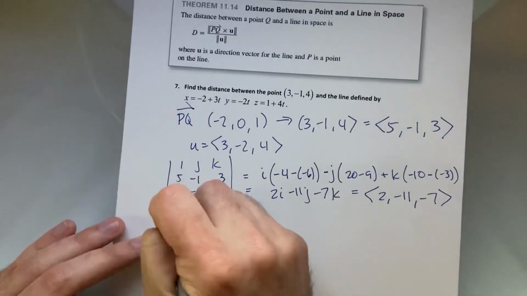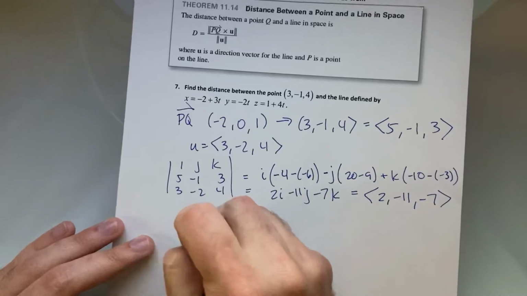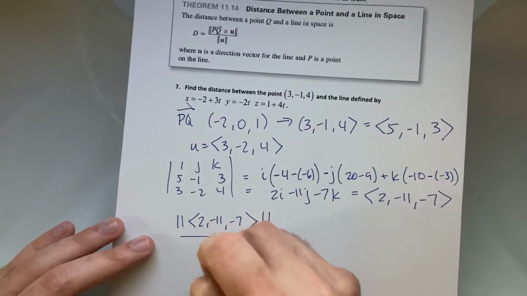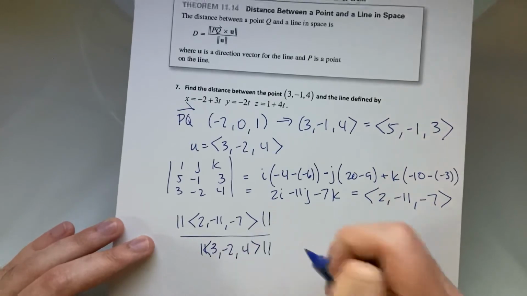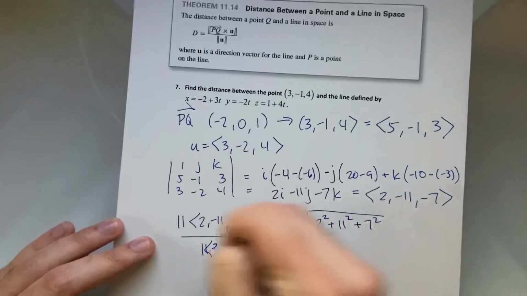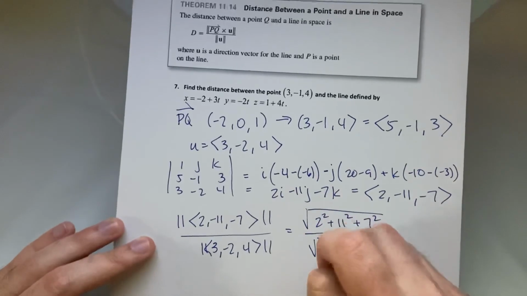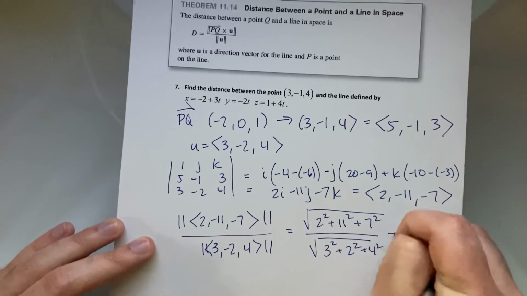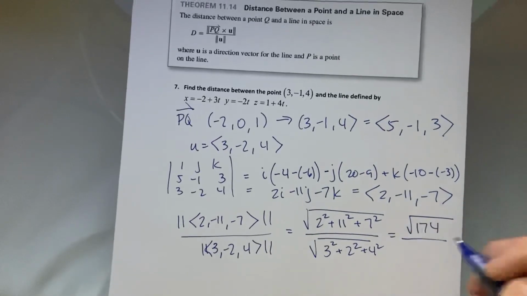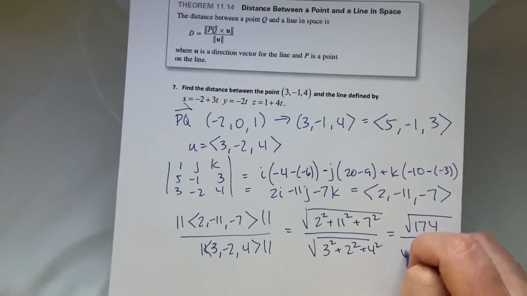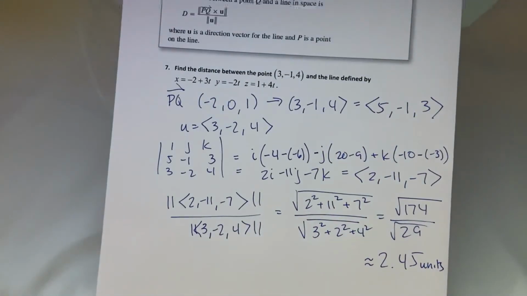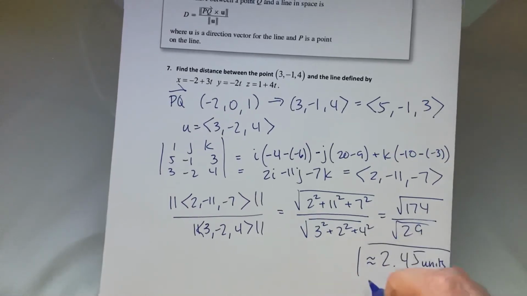Now it says I need to take the magnitude of that vector and divide it by the magnitude of my original u, which is the 3, negative 2, 4. So that means I have to take the square root of 2 squared plus 11 squared plus 7 squared. I'm using the positives because it doesn't matter when it's squared. Over the square root of 3 squared plus 2 squared plus 4 squared. That is the square root of 121 plus 49 plus 4, which is 174, over the square root of 29, which is approximately 2.45 units. So this is the distance between a line and a point, and that is all for 11.5.